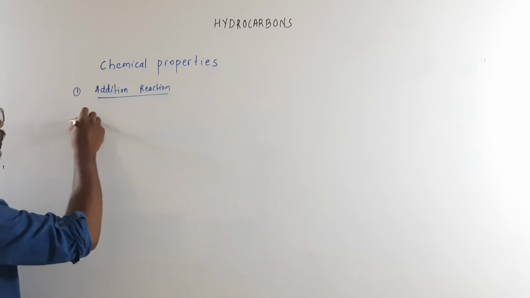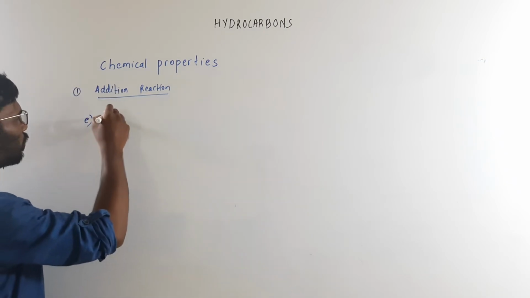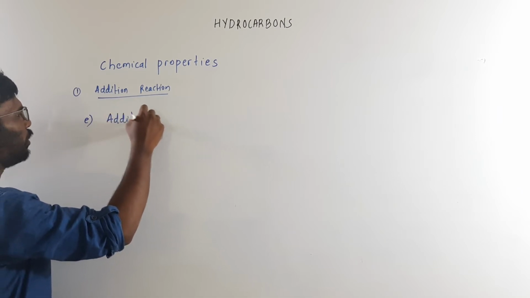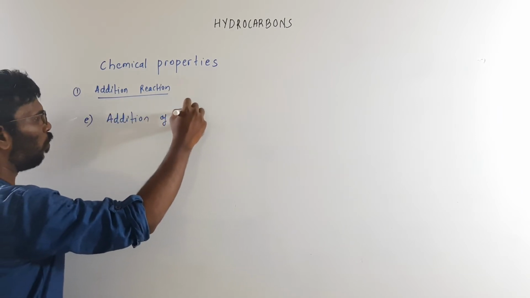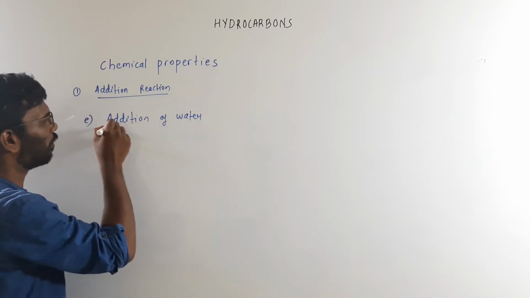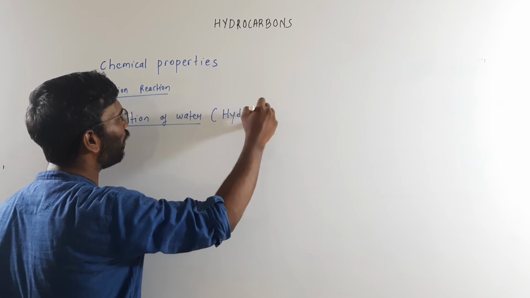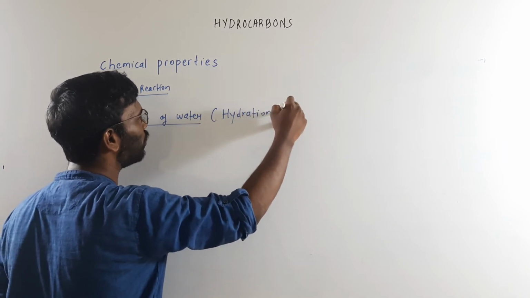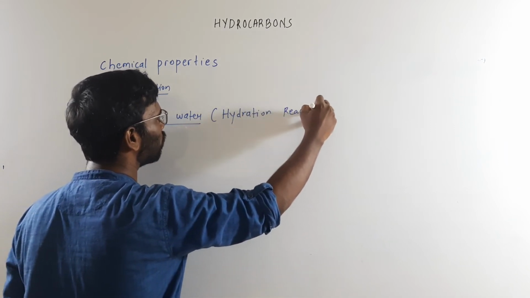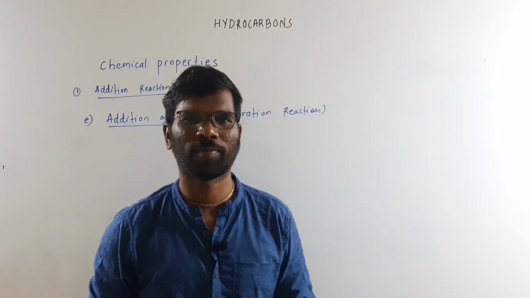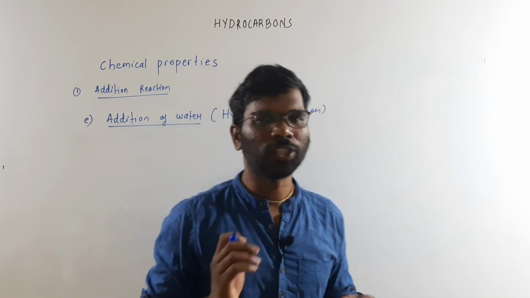Next, I will write addition of water to the alkene. This is also known as a hydration reaction. We are hydrating the alkene. And if you remember that rule, the negative part will go to the carbon which has less number of hydrogen. That is a similar thing which you need to follow.